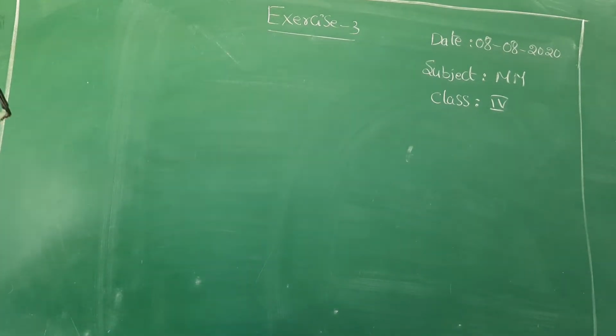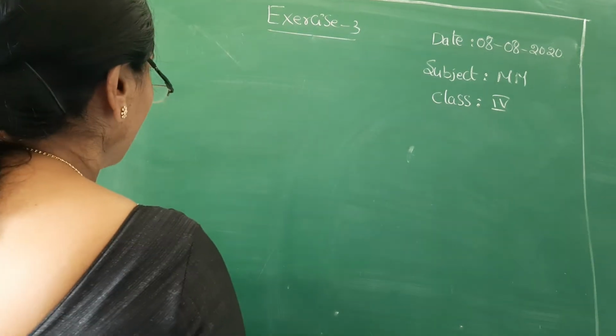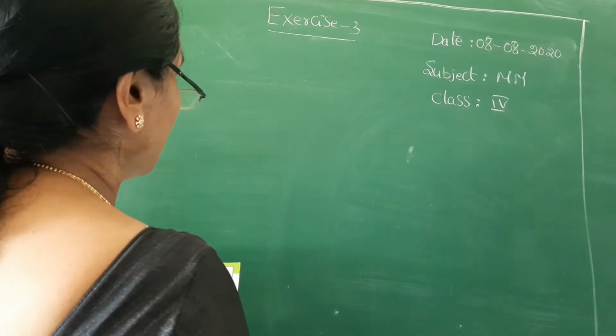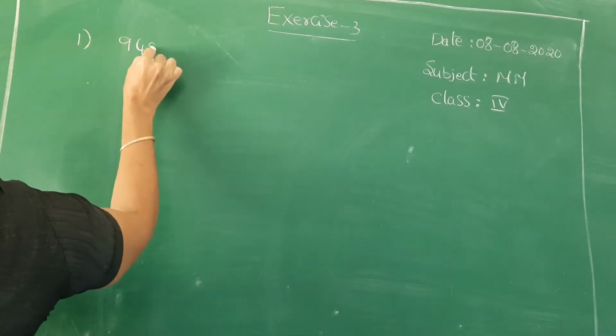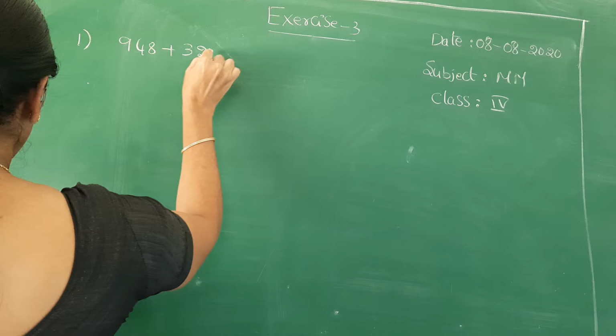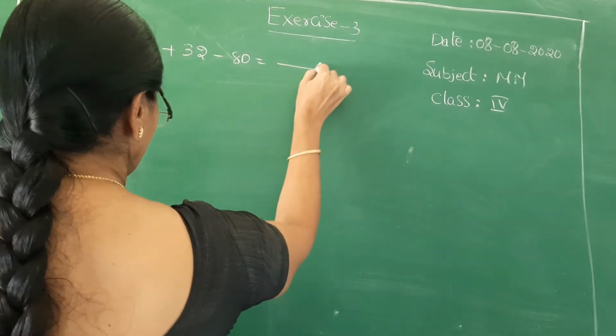Okay, good morning children. Today I am going to explain exercise 3 in mental maths. See the first problem. 948 plus 32 minus 80 is equal to dash tens.